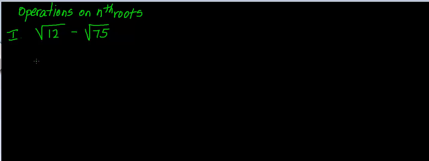Operations on nth roots, let's check out this subtraction of radicals. Now, when we're adding or subtracting radicals, we have to be very careful, okay? We need to have like terms. And like terms, when we're talking about radicals, means that we have to have the same radicand in the radicals in order for me to be able to combine them and add their coefficients.